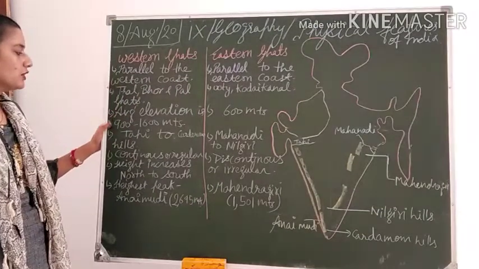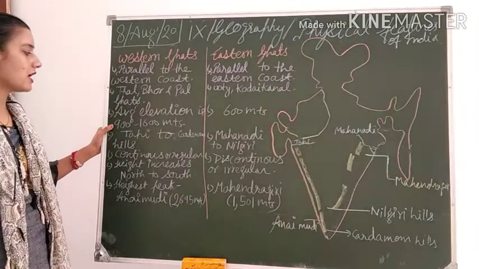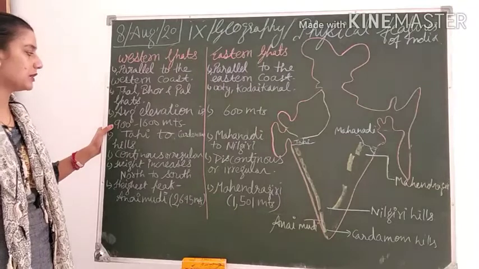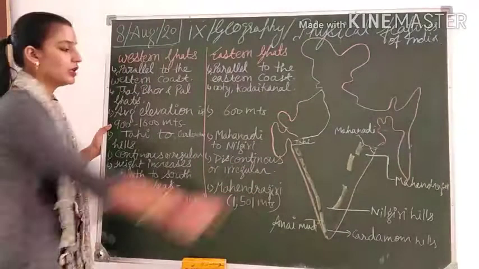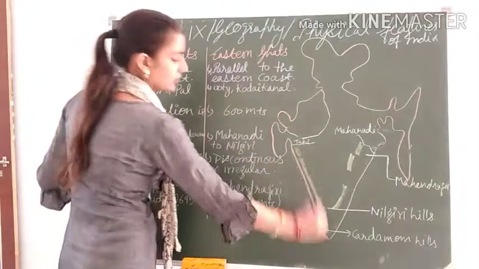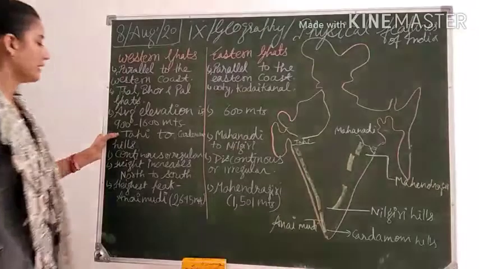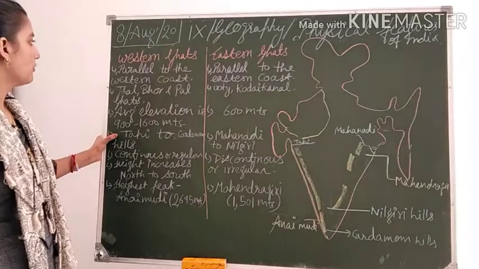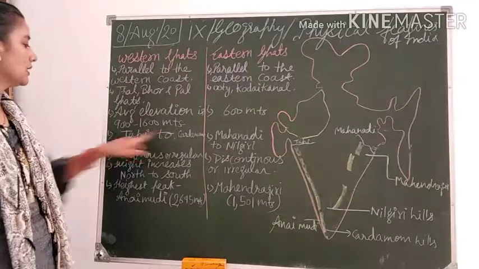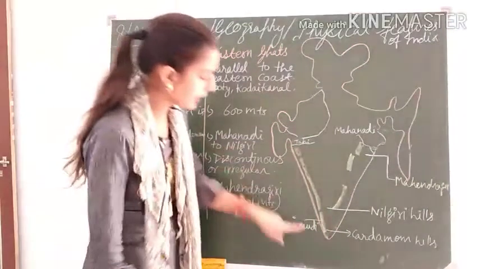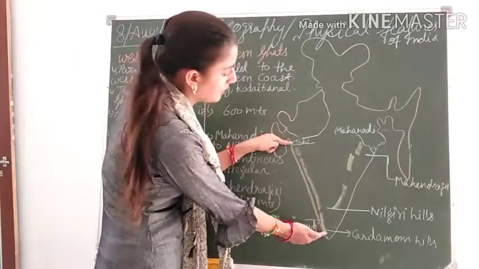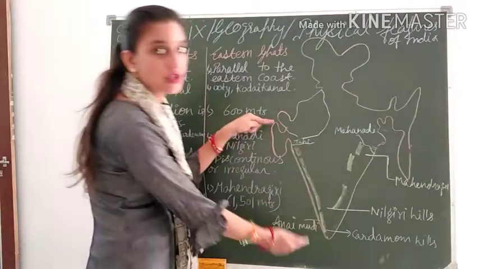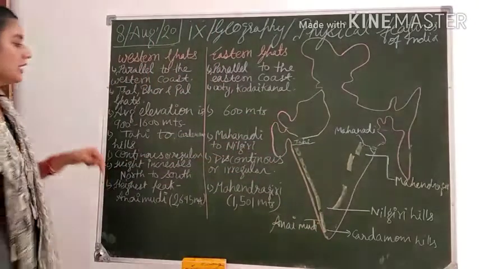Average elevation, if you will see, is 900 to 1600 meters. That is the average elevation of the Western Ghat. Here we are talking about this only. And the extension of the Western Ghat is from Tapi to Cardamom Hills. Here is the Tapi river and here we have the Cardamom Hills. So from Tapi to Cardamom Hills, the Western Ghats extend.